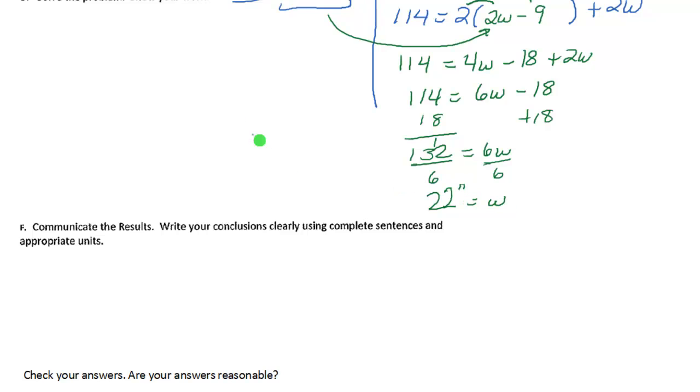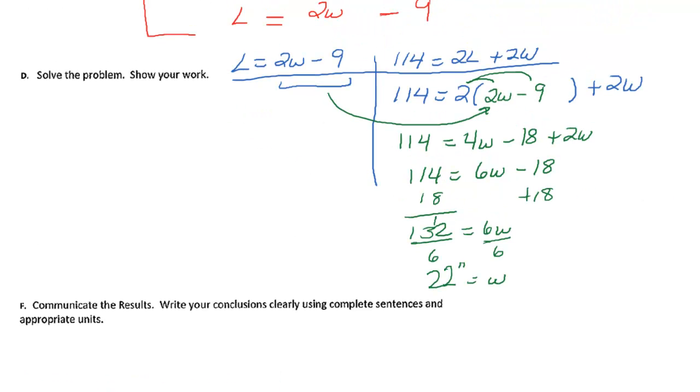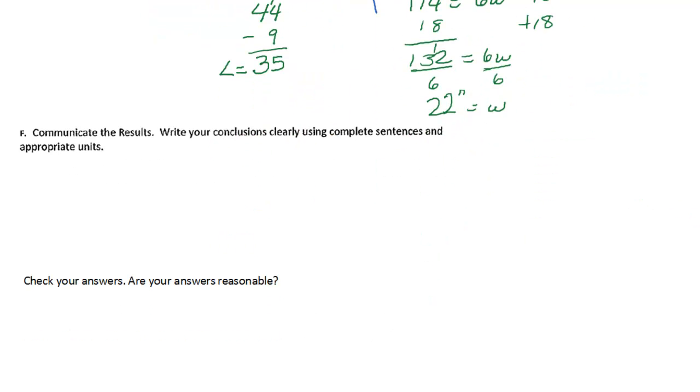It's 22 inches for the width, and then we want to go ahead and substitute that 22 up here into our L equals 2 times 22 minus 9, which is 44 minus 9. Let's see, so we get 35 inches. So let's see if that checks. So our poster would be 22 inches for the width and 35 on either side.